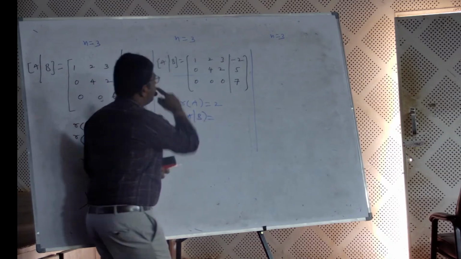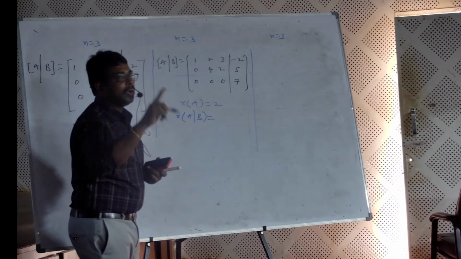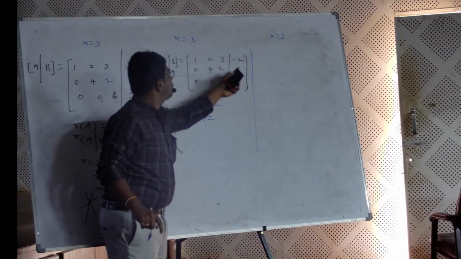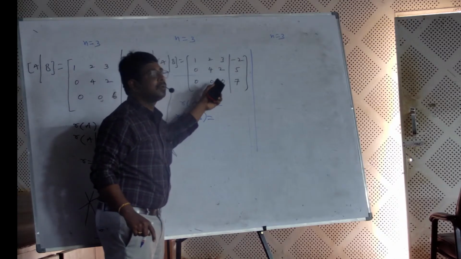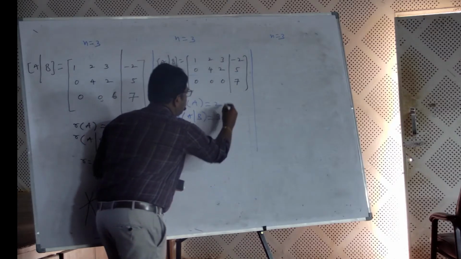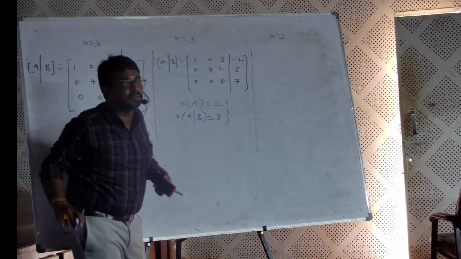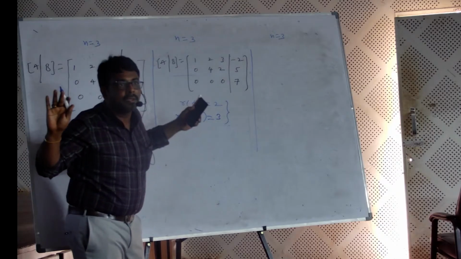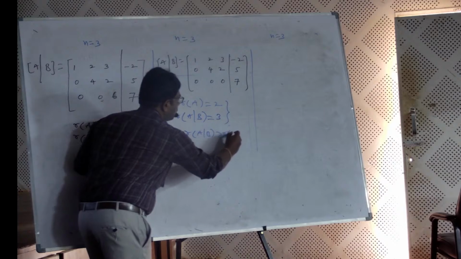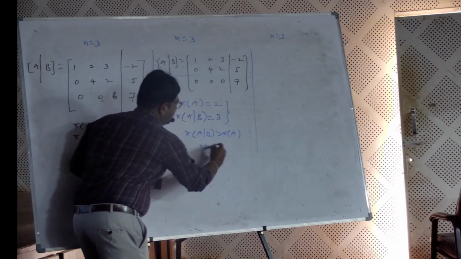What is the first row? 1 2 3 -2. Second row, third row, all are non-zero rows. Now, what is the rank of the entire matrix? Whole matrix. 3. What is the relationship between these two? This gives which solution?